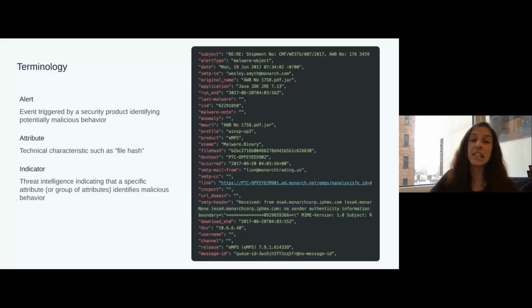Now, within these alerts, as you can see here, there's a lot of individual technical attributes or characteristics. This is what we generally refer to as an attribute. It's these individual fields, such as the file hash, which is an actual attribute of a file. And then the final term that I thought it would be useful to highlight is indicator. An indicator is a piece of intelligence indicating that a specific attribute or group of attributes identifies malicious behavior. I've done a previous presentation at NODES conference that goes into a lot more detail on how we thought about the data model around all of these data elements, so I would definitely recommend referring to that for more detail. But this should hopefully provide a high-level overview of the type of data that we're looking at.